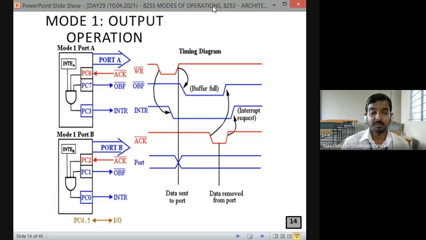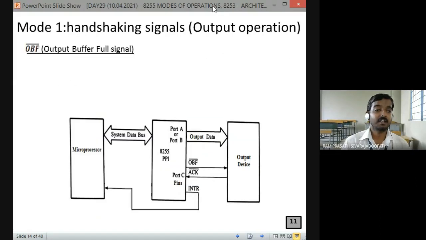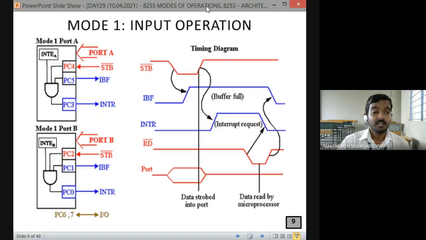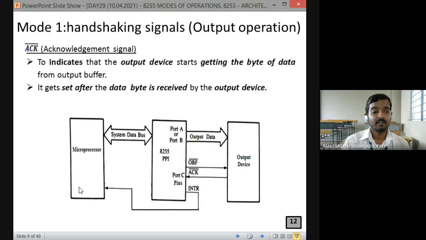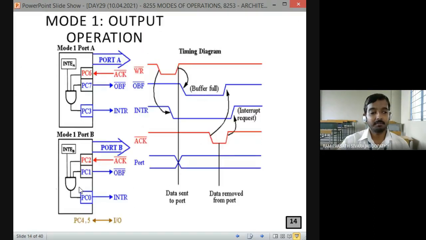Fine. Just note one thing. If you look at this diagram, you can see PC4, 5, 3 are used for handshaking. Regarding port B, 0, 1, 2 are used. Let's see what is used when it comes to output operation. For port B, it is going to be the same PC0, PC1, PC2 only. But for output operation, for port A, PC6, PC7, PC3.